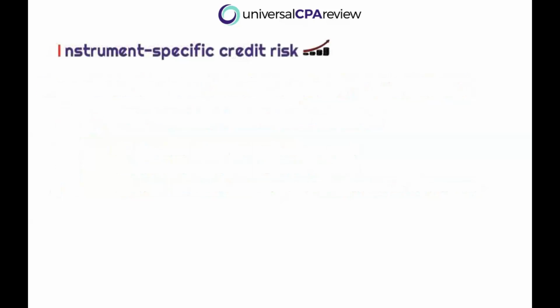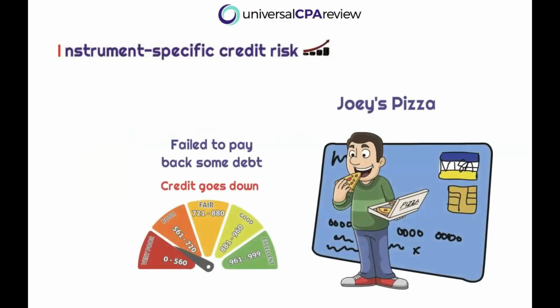The I in our PUFIE mnemonic stands for specific credit risk. So essentially, if Joey's Pizza has a strong credit rating and maybe they fail to pay back some debt and their credit rating drops, the resulting decrease or increase in the fair value of that credit rating will be recognized in other comprehensive income. I'm going to be honest with you, this one is not typically tested as much on a conceptual level on the exam, but we do need to know that this is reported in other comprehensive income.